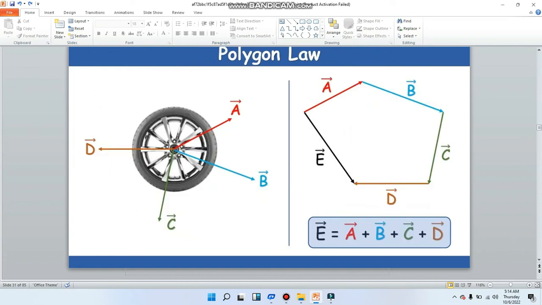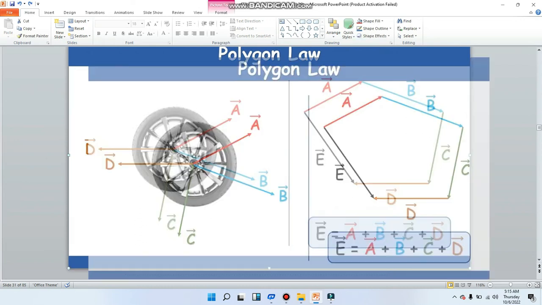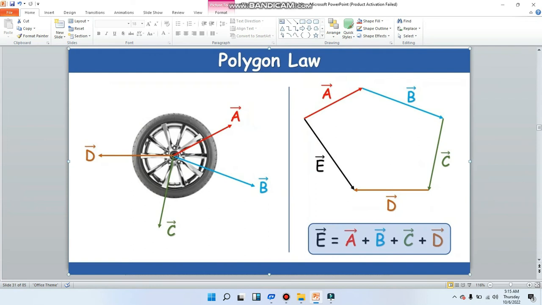Polygon law. The figure shows us a polygon having 5 sides, 5 vectors A, B, C, D, E. The vector E is represented by the sum of the other 4 vectors A, B, C and D.